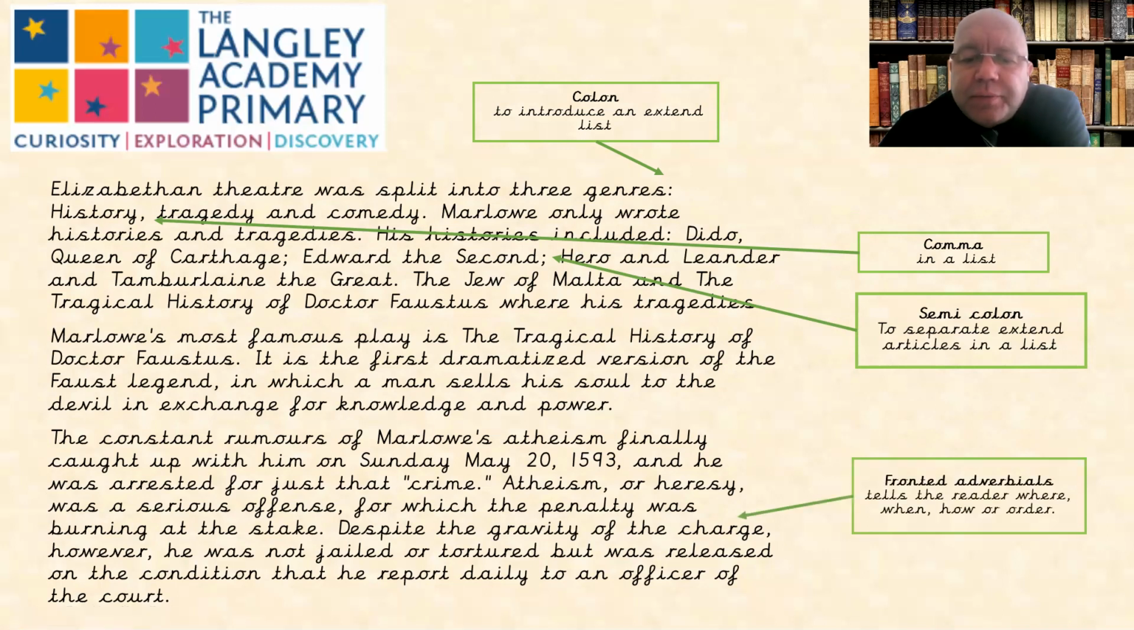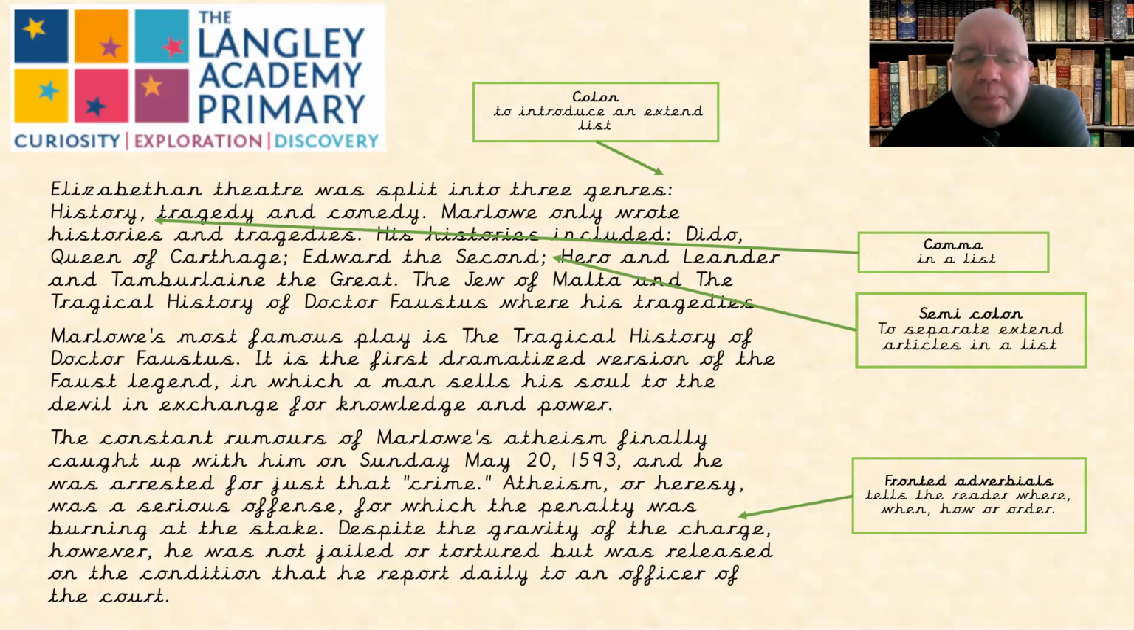Fronted adverbials. Now we use these to tell the reader where, when, how, or the order something has happened. In this case, despite the gravity of the charge, he was not jailed or tortured, but released. So this is a how statement. Despite the gravity of the charge, he was not jailed. It's that extra bit of setting the scene for the reader. We could just say he was not jailed or tortured, but we're adding that extra bit of information, despite the gravity of the charge.